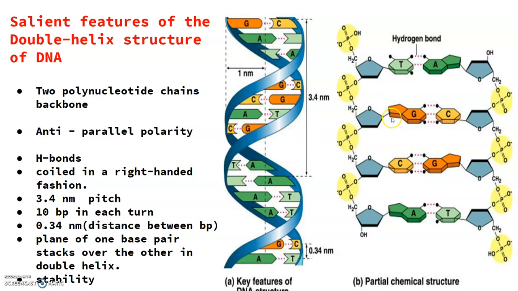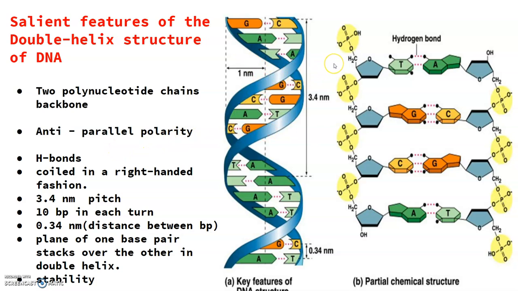First important, you can see the structure here. The first important thing is it is made up of two polynucleotide chains, where the backbone is sugar and phosphate. So this sugar and phosphate backbone is the first salient feature. The two chains have anti-parallel polarity.